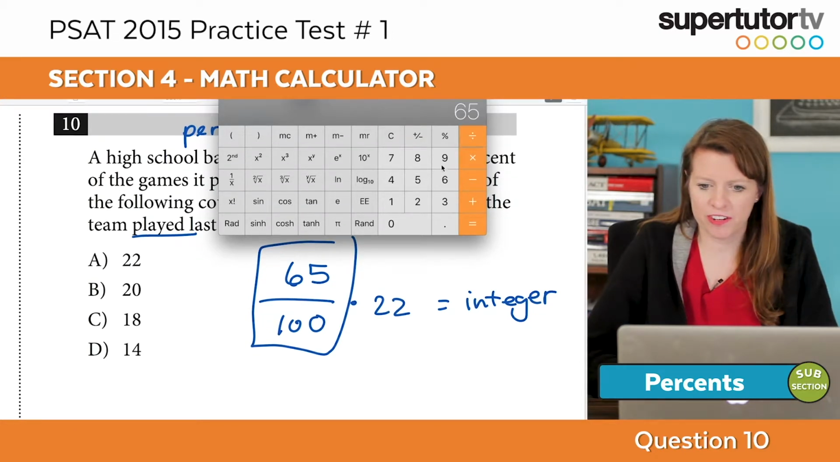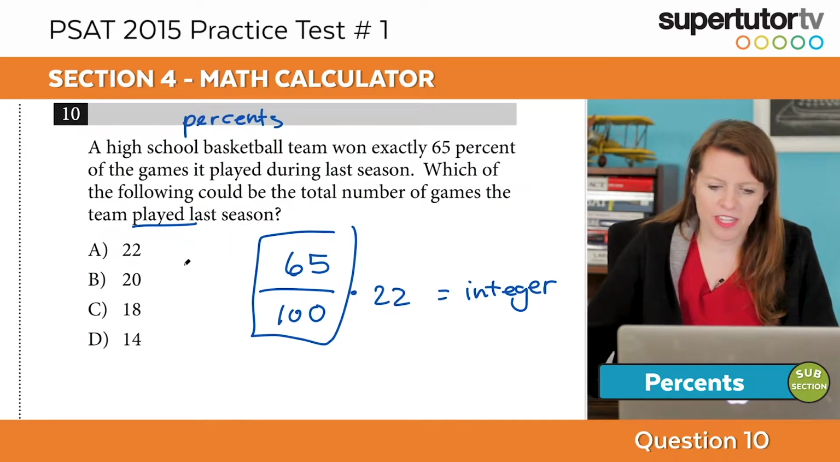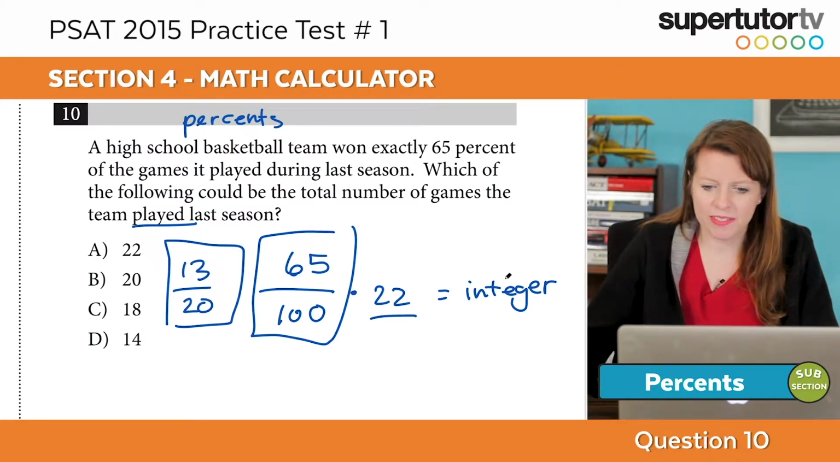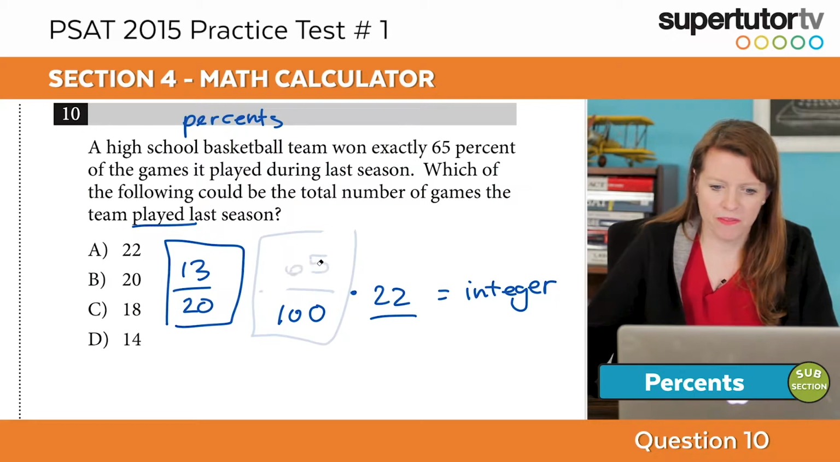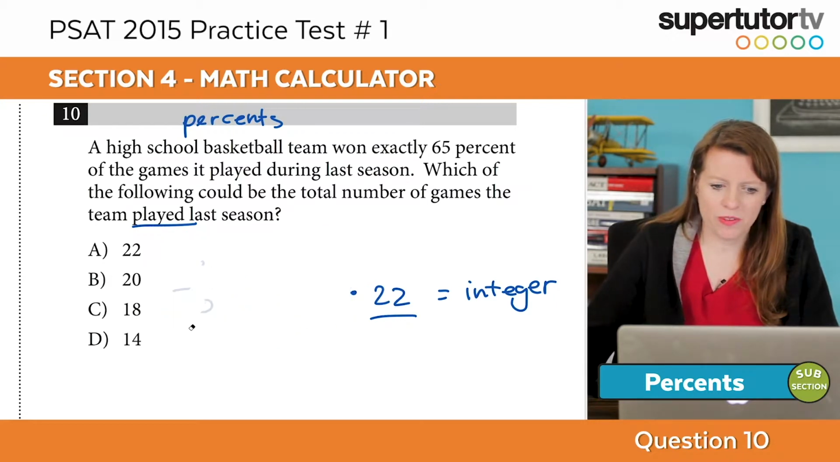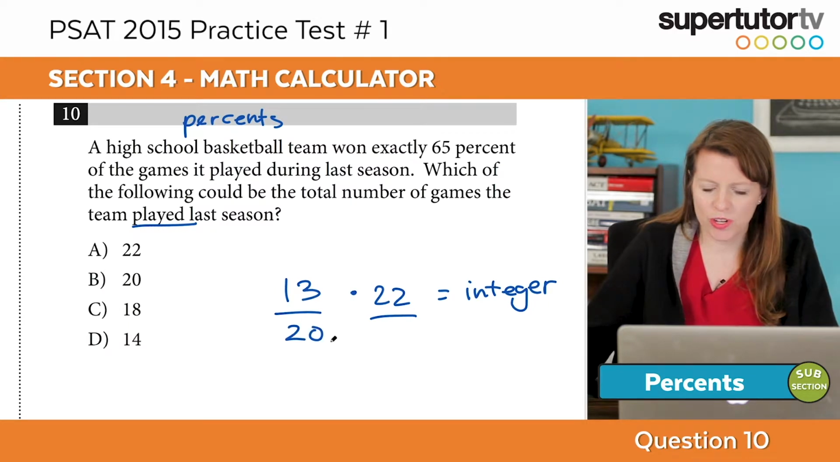So what I'm going to do is actually just divide this by 5. The other way to reduce it is to divide by 5 on the top and divide by 5 on the bottom. The top divided by 5 is 13, right? The bottom divided by 5 is going to be 20. So this is 13 over 20. So I need this times some number to give me an integer, right? Well, this times 22 is not going to give me an integer. I know that much. Because 22 is not divisible by 20.